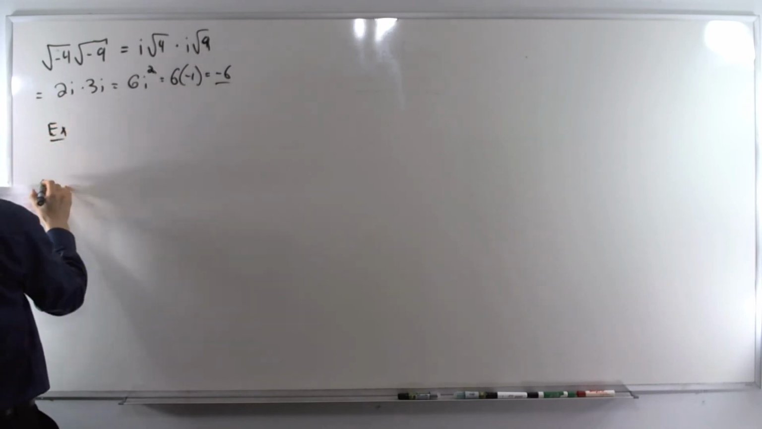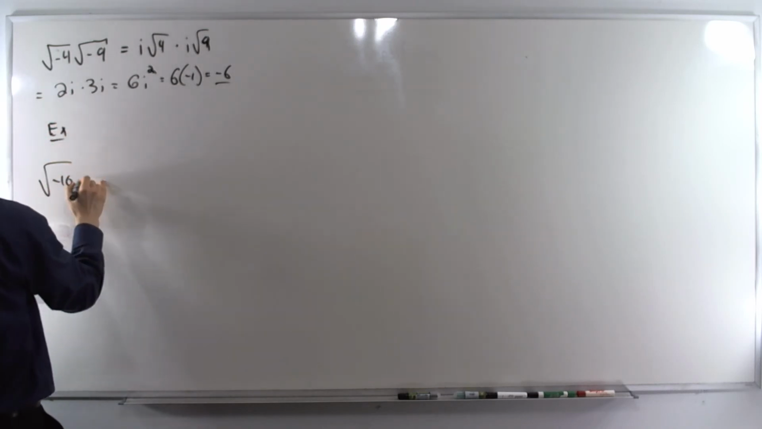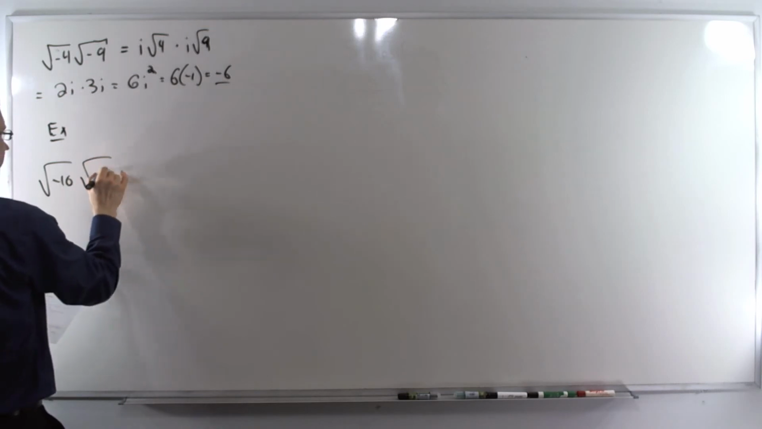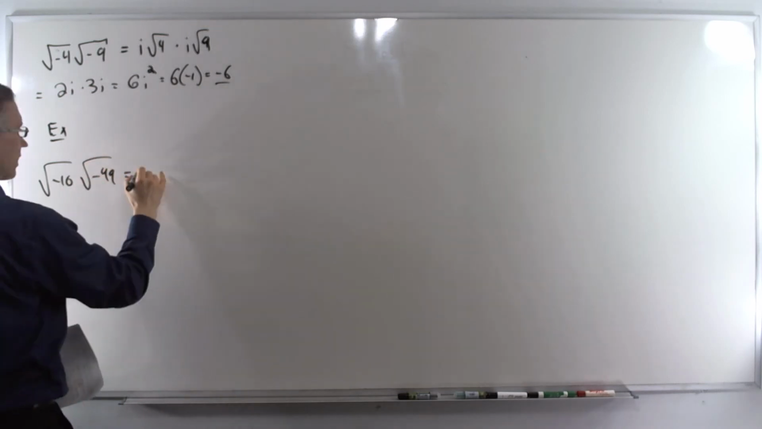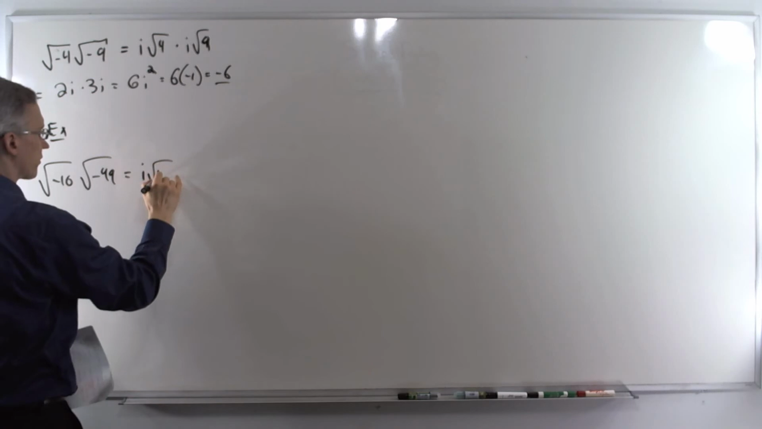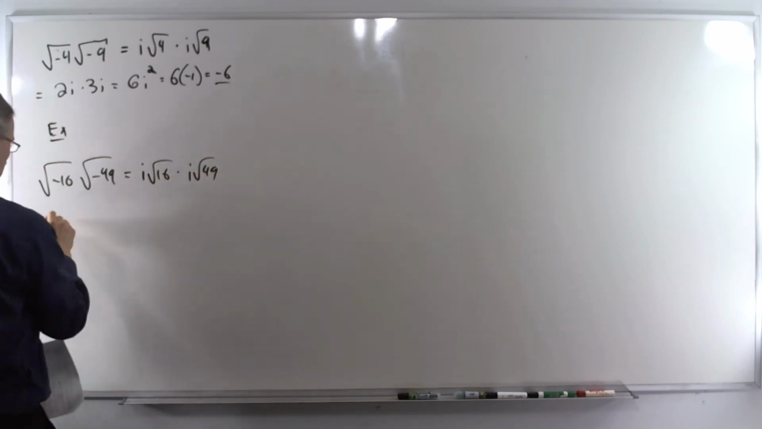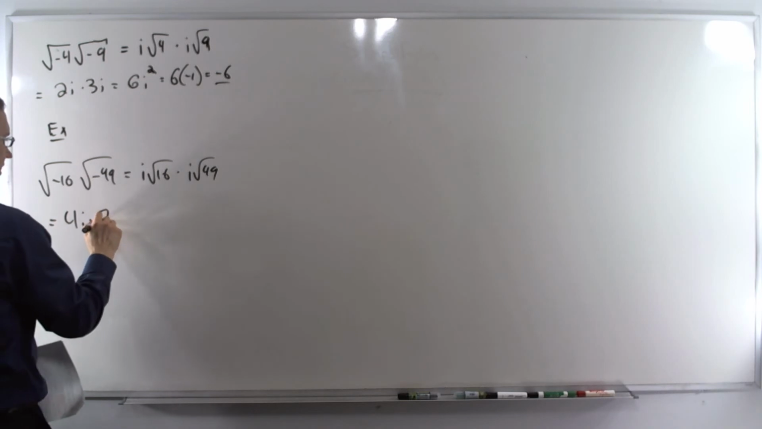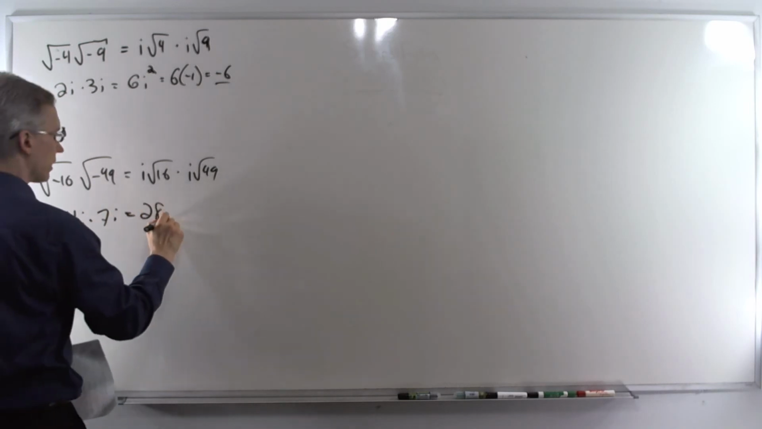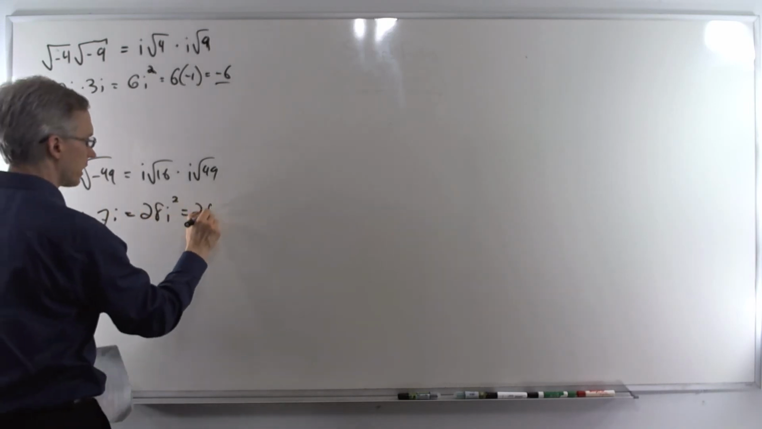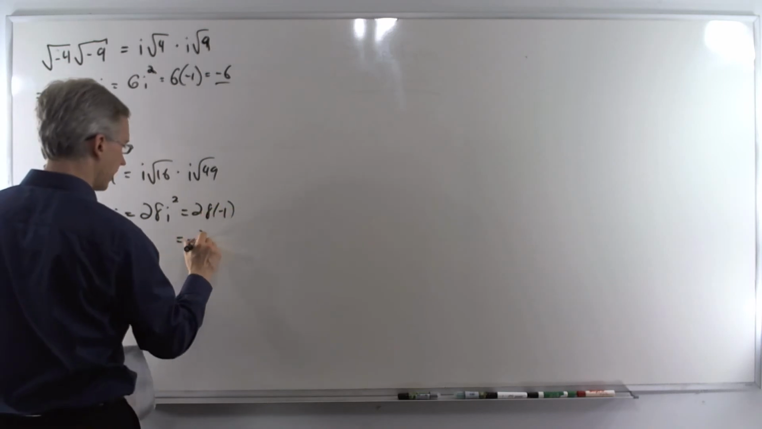All right, next example, we got the square root of -16 times the square root of -49. All right, so that is I times the square root of 16 times I times the square root of 49. And that gives us 4I times 7I, which equals 28I squared, which is 28 times -1, which is -28.